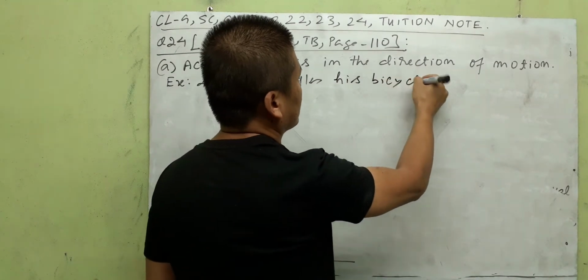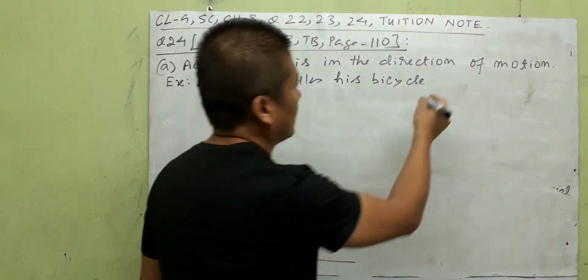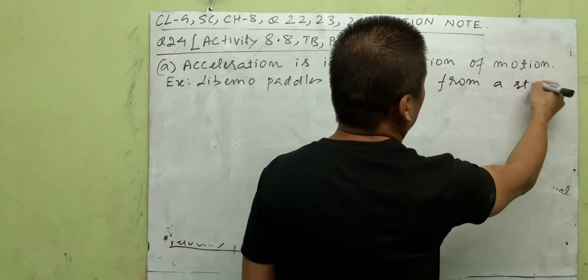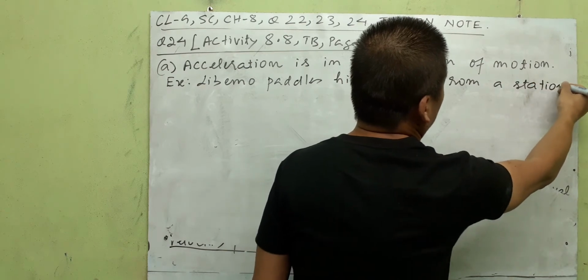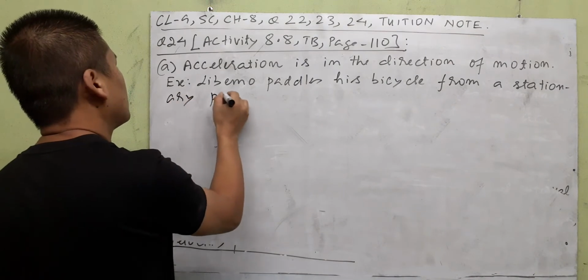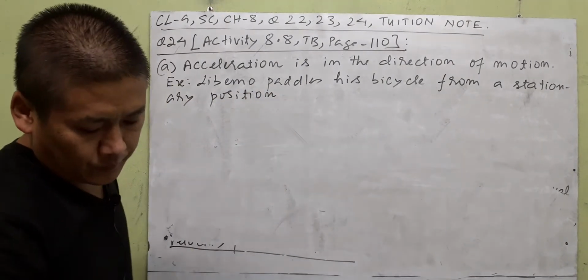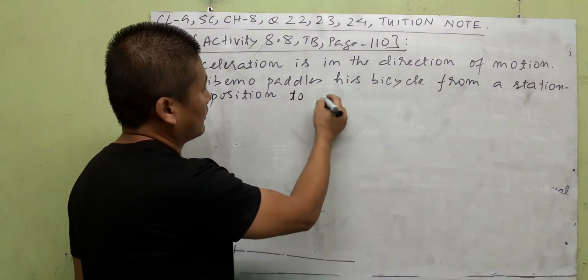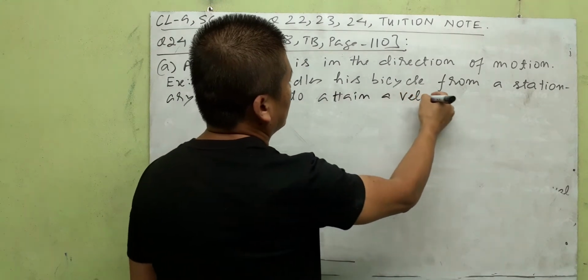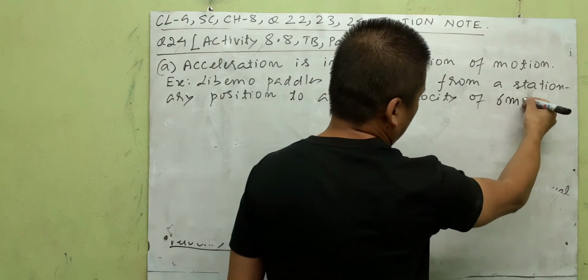This is an example from daily life you can take. Bicycle from a stationary position, from a stationary position to attain a velocity of 6 meters per second.